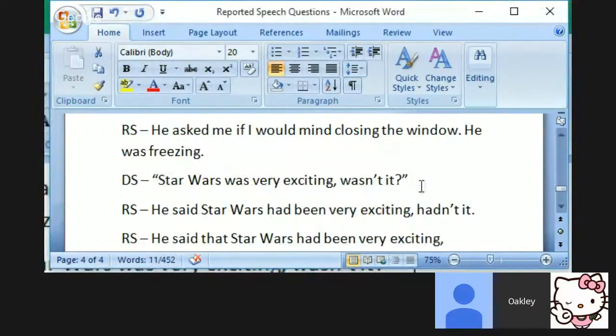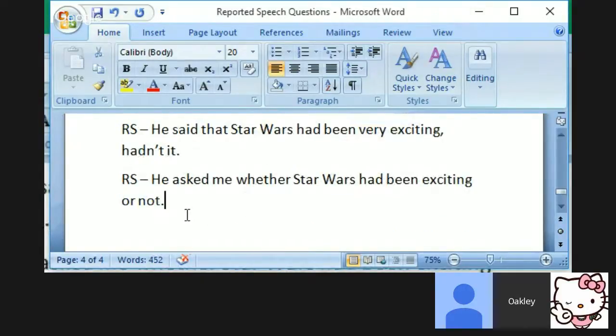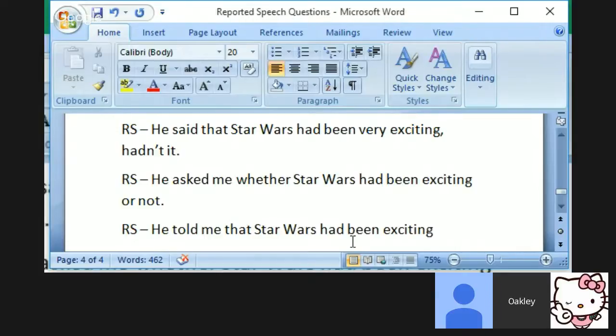However, if the tag question was used as basically more like a statement to spark conversation, with a falling pitch on the tag, you might have to do something differently. For example, Star Wars was very exciting, wasn't it? In which case, you report it as a statement, I suppose. So something more along the lines of, he told me that Star Wars had been exciting. Or if it's still true, Star Wars was exciting.